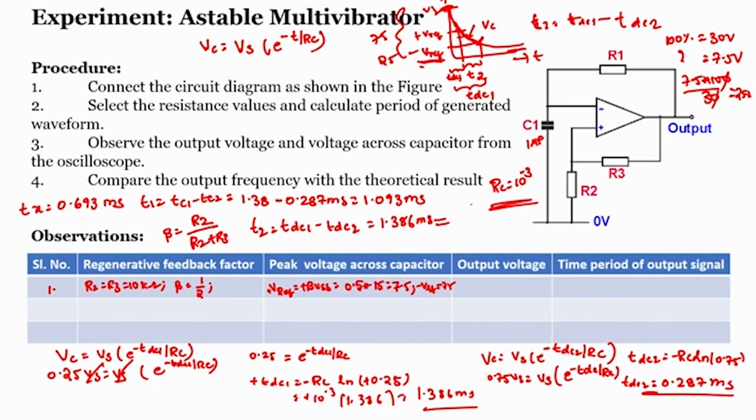So, the difference value will be 0.287 milliseconds. So, T2 is 1.386 minus 0.287, which is nothing but 1.099 milliseconds, right. Now, we got T1 as well as T2.